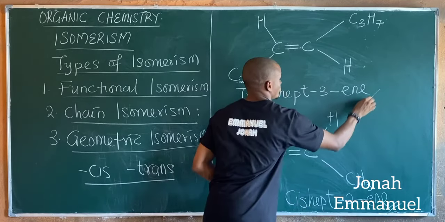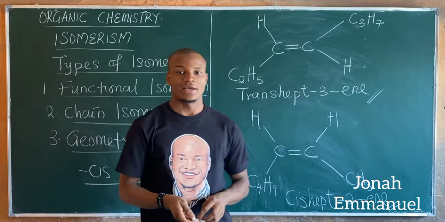So this is how you name geometric isomers, trans and cis.